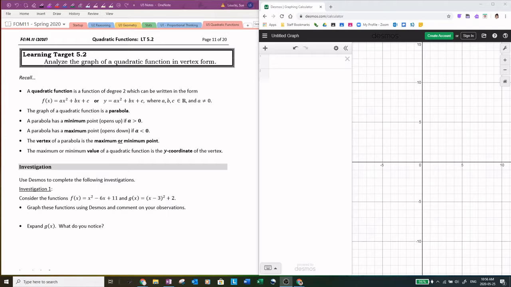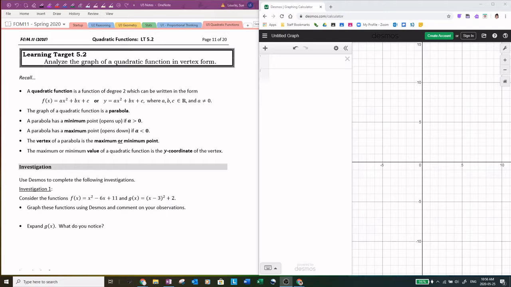A quadratic function is a function of degree 2, which can be written as f of x equals ax squared plus bx plus c, or y equals ax squared plus bx plus c, where a, b, and c are all real numbers and a is not equal to 0. When you graph this, it's a parabola.